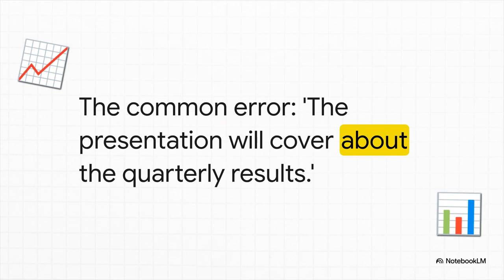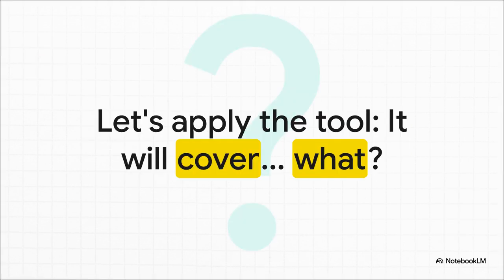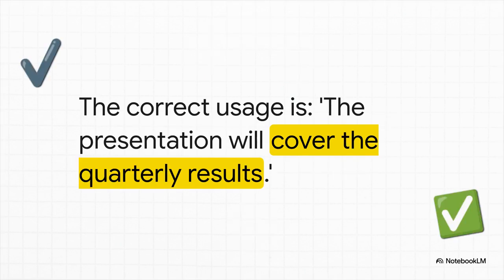Let's do one more classic case, this one about giving presentations. The presentation will cover about the quarterly results. This is another one I hear all the time. Okay, last one for this round. The verb is cover. Let's ask our magic question. The presentation will cover what? And the answer is clearly the quarterly results. And because the quarterly results is a direct answer to our question, we know cover is a transitive verb. That word about is just extra baggage. It's simply the presentation will cover the quarterly results.